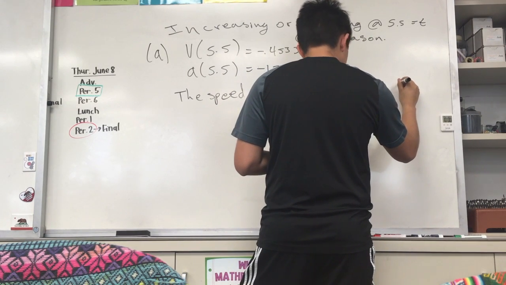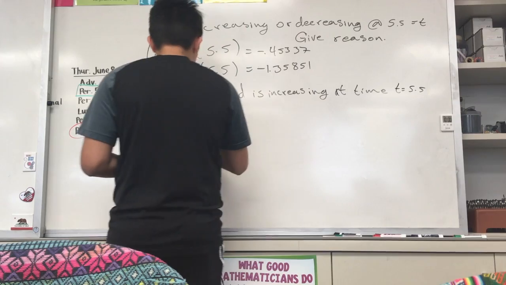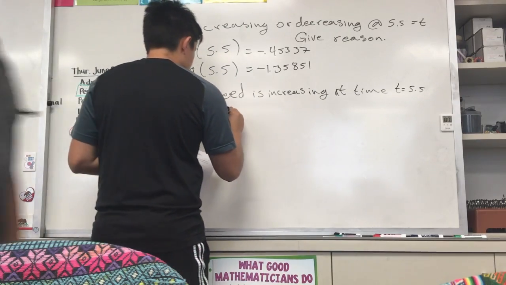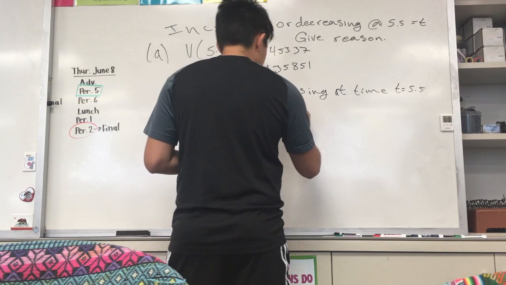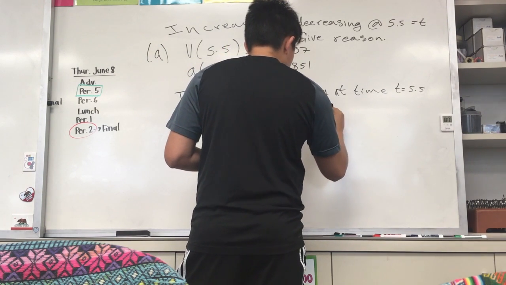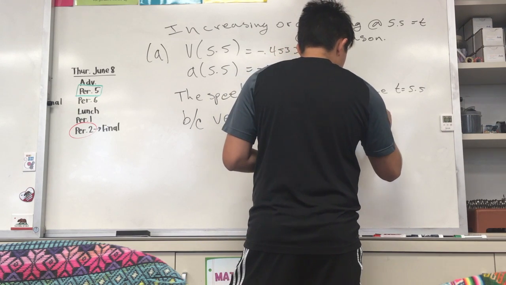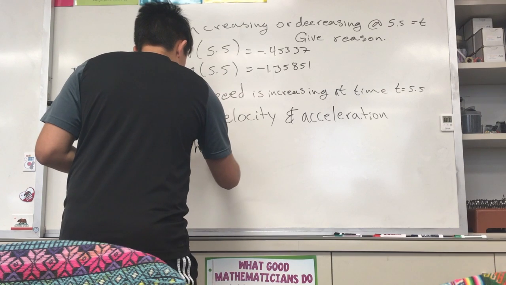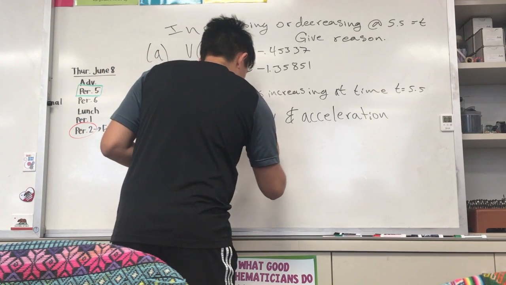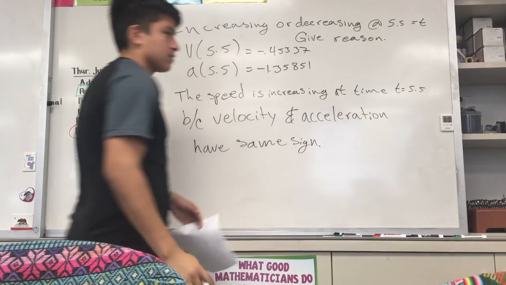So going back, the problem says to give a reason. So the reason is the speed is increasing at t equals 5.5 because velocity and acceleration have the same sign. And that's all you need for the conclusion. And basically, in order to get the 2 points, this is all the work that you have to show.